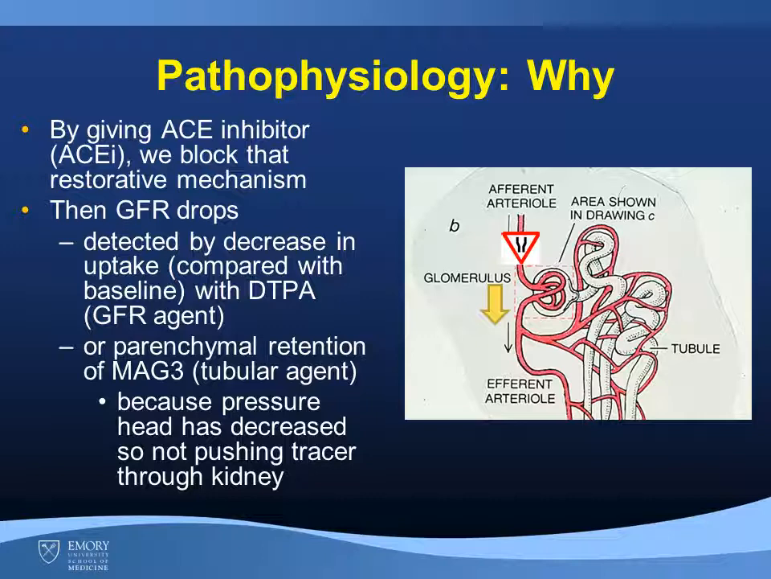By giving an ACE inhibitor, we block that restorative mechanism. Then the GFR drops again, and this is detected by a decrease in uptake compared with a baseline. So for example, for a GFR agent like DTPA, you'd look for a decrease in relative function, or for a tubular agent like MAG3, you'd look for parenchymal retention. And we'll be showing examples of this. The reason there's parenchymal retention is because the pressure head is decreased, so you're not pushing that tracer through the kidney.